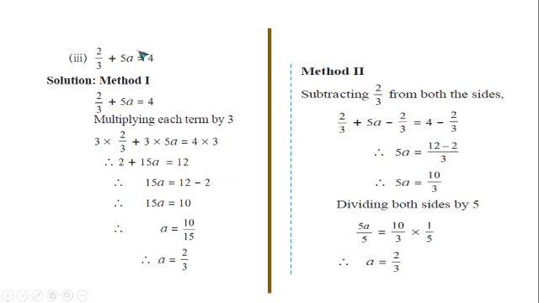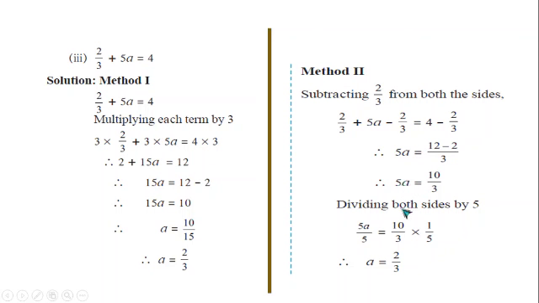For the second method, we are going to subtract 2 upon 3 from both the sides. In this way, I have 2 upon 3 plus 5a minus 2 upon 3 equal to 4 minus 2 upon 3. So, from the LHS, 2 upon 3 and minus 2 upon 3 get cancelled, and I have 5a equal to, here we need to equalize the denominator. So once we equalize the denominator, we get 12 minus 2 upon 3, which on further solving becomes 5a equal to 10 upon 3.